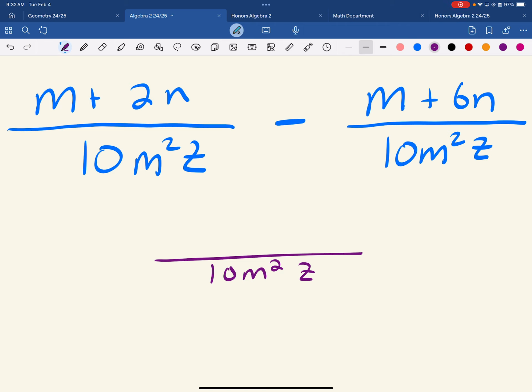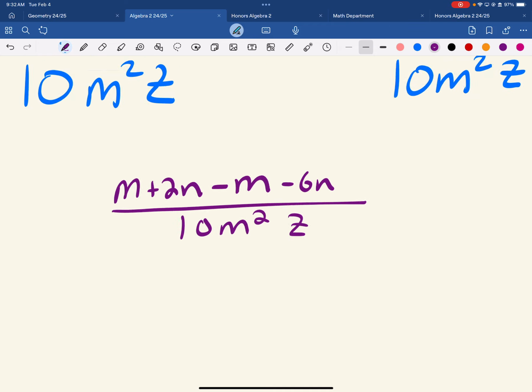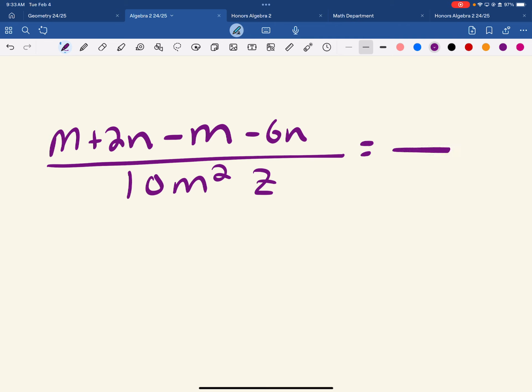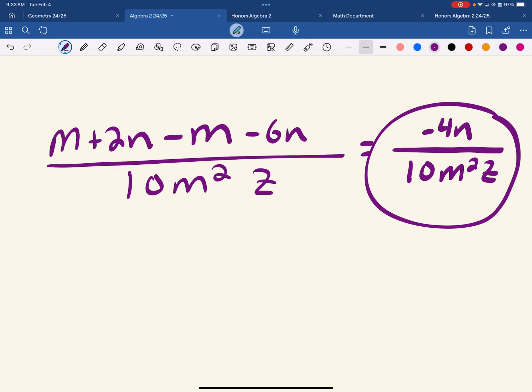Now we have to remember, while we're doing subtraction, this subtraction has to be distributed into each piece. So this is going to be m plus 2n minus m, but I also need to distribute it to the 6n. So it's going to be minus 6n. Okay, so we've got the first step done. Now we just have to combine like terms. M minus m is nothing. 2n minus 6n is negative 4n. And then our denominator remains the same. And that's your solution.